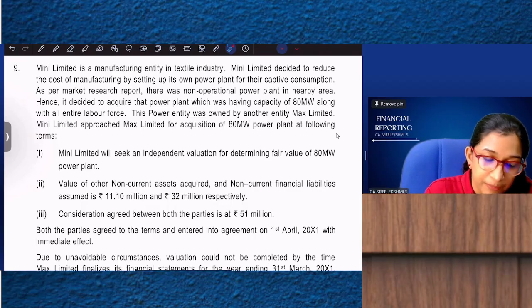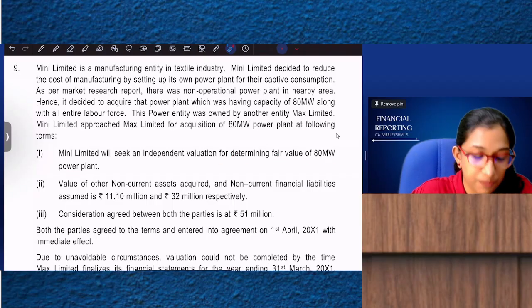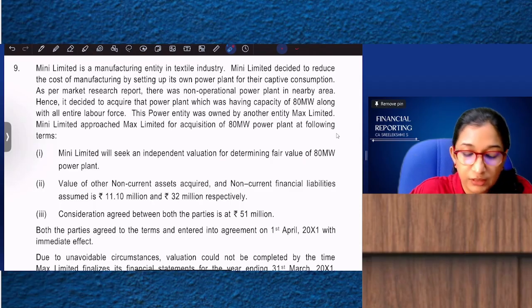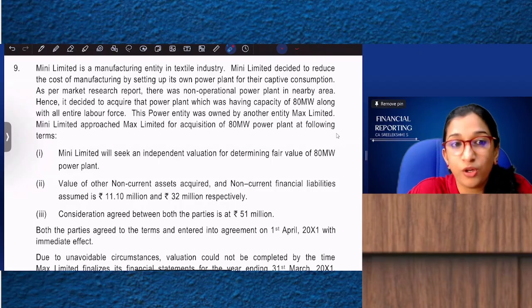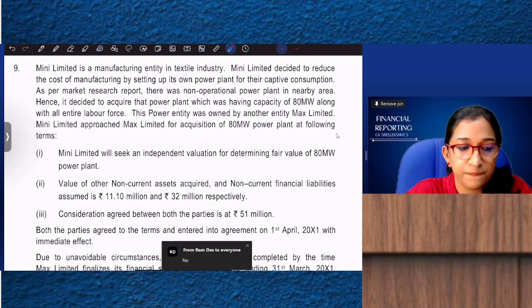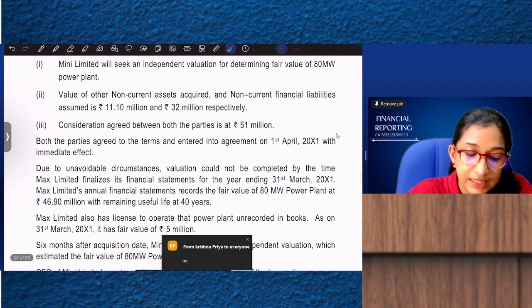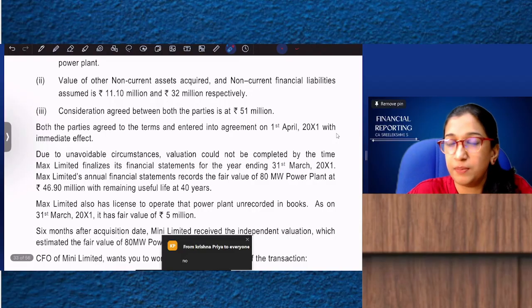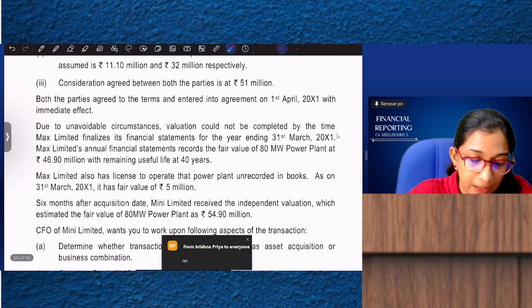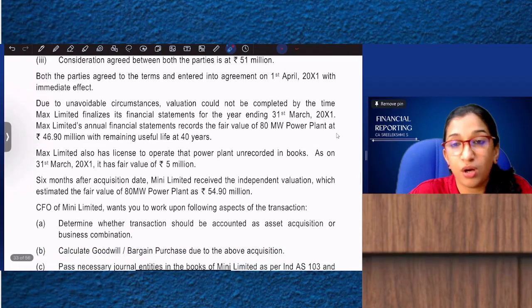Okay, fine. Mini Limited will seek an independent valuation for determination of the fair value of this power plant, the value of other non-current assets acquired and non-current financial liabilities assumed. So you are acquiring that power plant, other non-current assets and other financial liabilities. Are you acquiring just the power plant? No, you are acquiring the power plant, other assets, other liabilities. Okay, fine. Consideration agreed between both parties is 51 million. Both parties agreed to terms and entered into an agreement on 1st April 2011 with immediate effect.